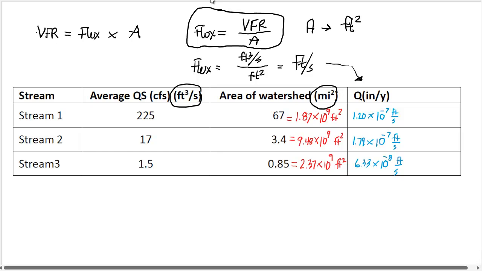And then the last part of this problem is simply to convert these values in blue in feet per second into the different unit of inches per year. That's actually just a matter of multiplying by the number of seconds in a year and then multiplying by the number of inches in a foot. And if I do that, I end up with the final answers of 46 inches per year for the flux from stream 1, 68 inches per year for stream 2, and 24 inches per year for stream 3.